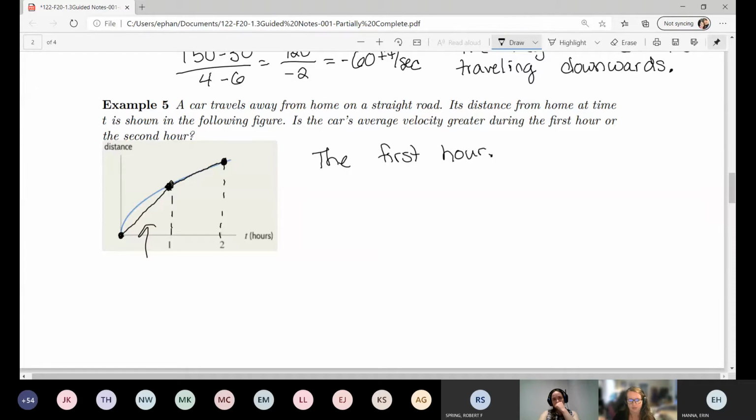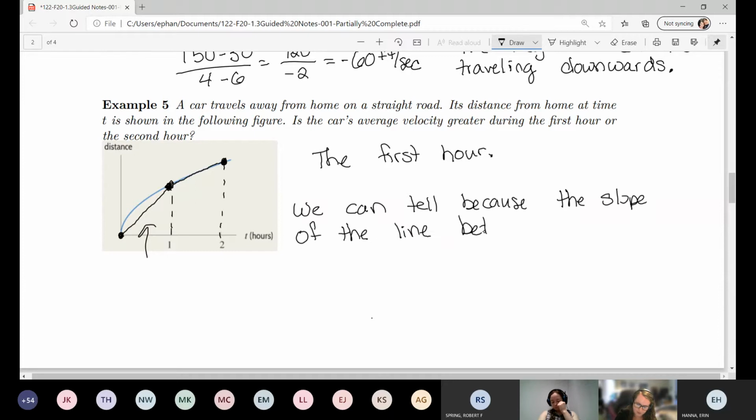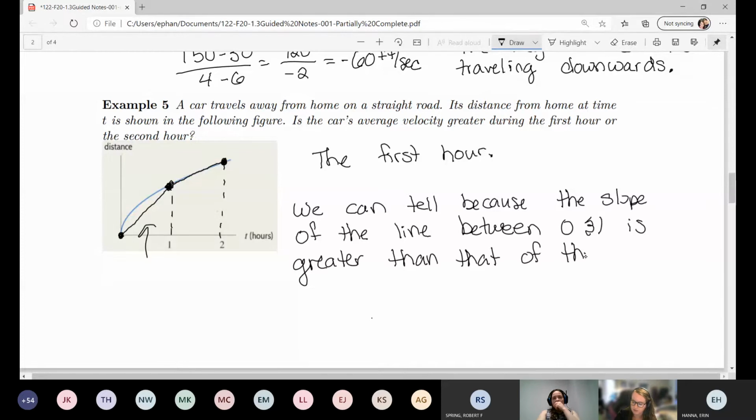And let me write a little tiny explanation so that you can remember if you're looking back at this later. We can tell because the slope of the line between 0 and 1 is greater than that of the line between 1 and 2. Can't spell.